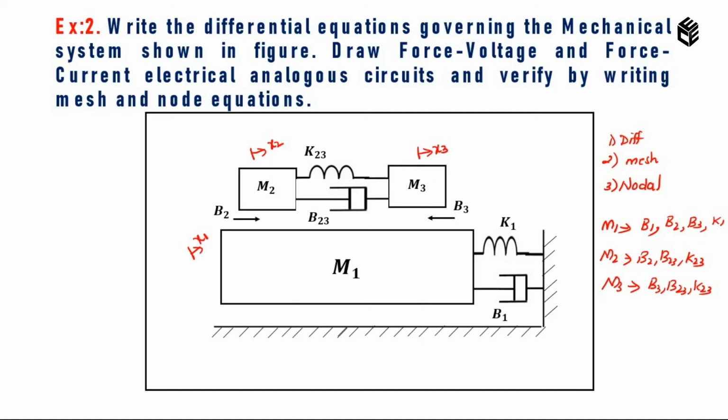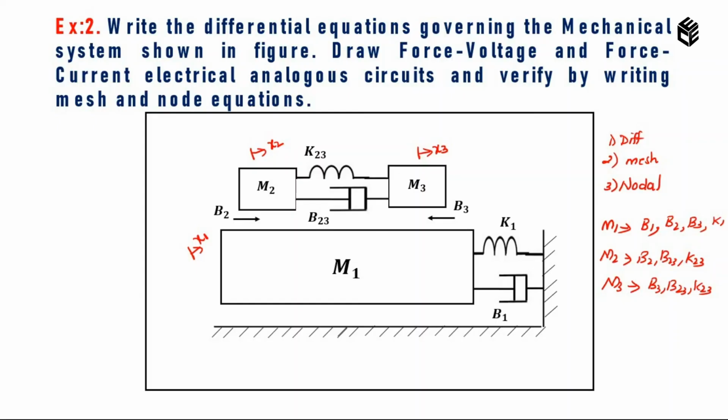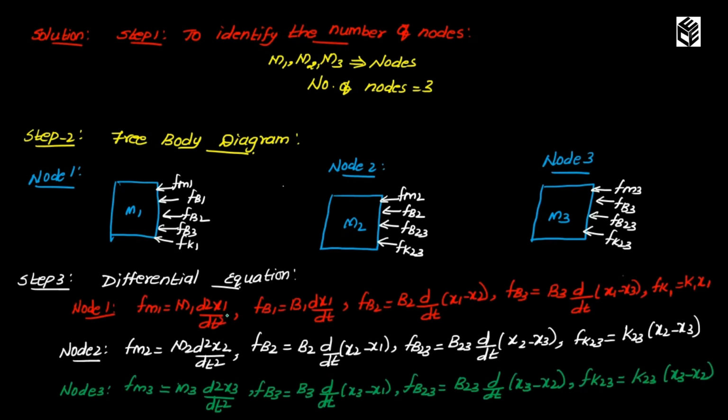Also to the second node, what are all the elements connected? b2, b23 and k23. So that is fm2, fb2, fb23 and fk23. Similarly, to the node m3, what are all the elements connected? b3, b23 and k23. So that is fm3, fb3, fb23 and fk23. Step 3 is to write the differential equation.